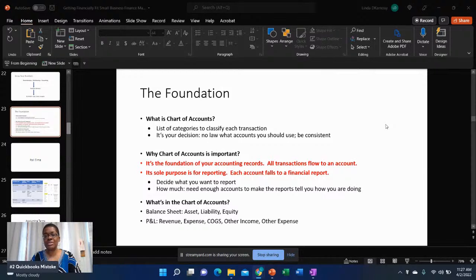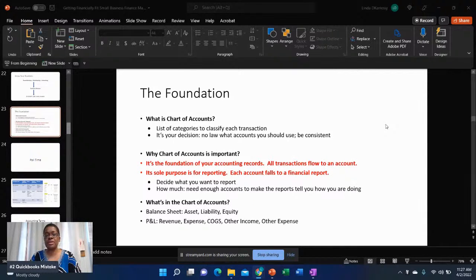Each transaction in QuickBooks has to go into an account. Sometimes I may say the bucket. Each transaction, I should say, needs to go into a bucket. And why is the chart of accounts important? Because those transactions all need to flow into an account, which flows to the financial statements.